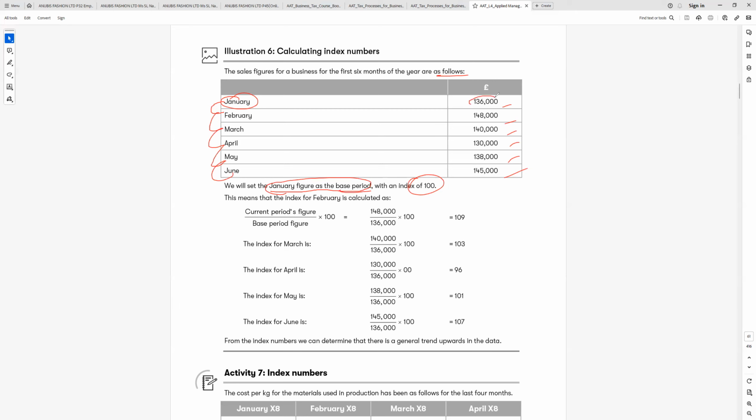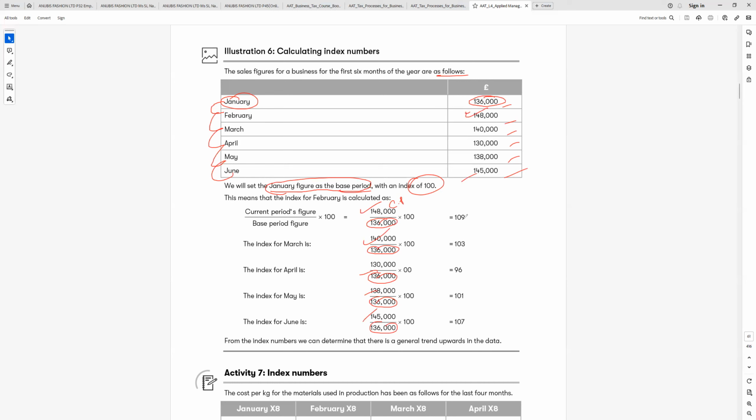That's why 136 is my base, and that's why 136 is always in the bottom. The base period is always in the bottom. And the 100 represents the multiplication, so that shows the percentage basically. So we can see the current period is always on the top. That's the current period, 148, then 140, 130, 138, and 145.